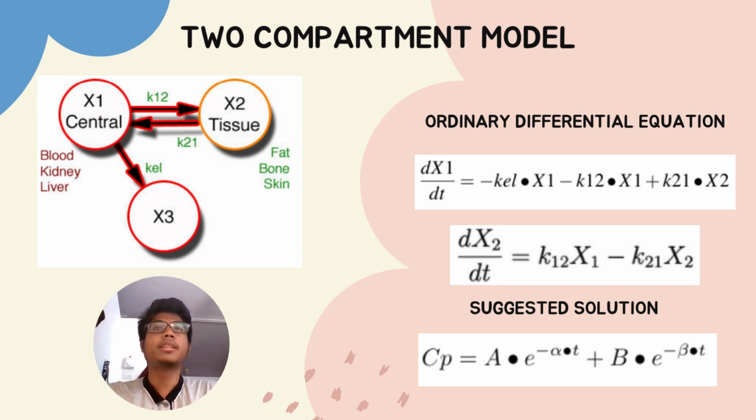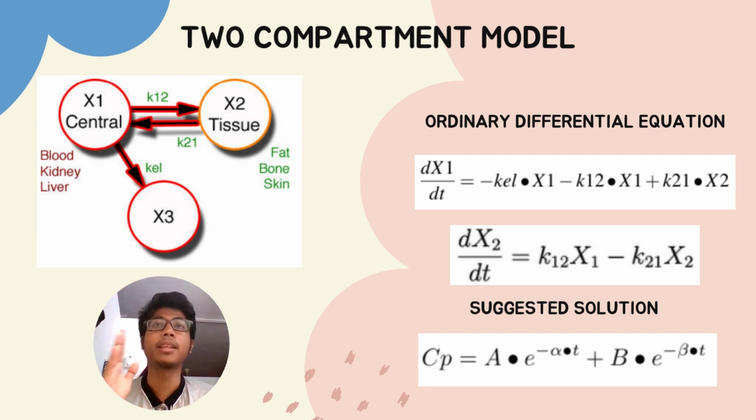Okay, so now let's see more details in the two compartment model. As you can see in the diagram up here, we have three compartments in the two compartment model. The first one is X1, representing the central compartment. The second one is X2, representing the peripheral compartment, which usually consists of tissues or organs in the human body. And lastly, X3, which is the elimination compartment, usually consisting of the kidney or liver.